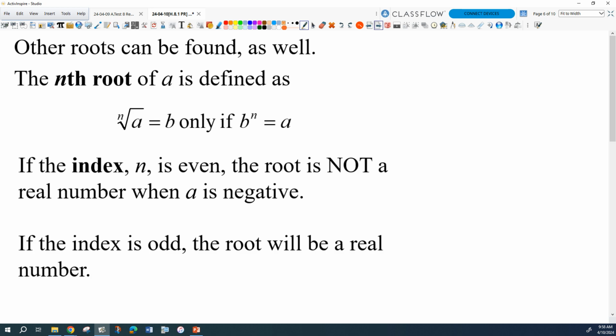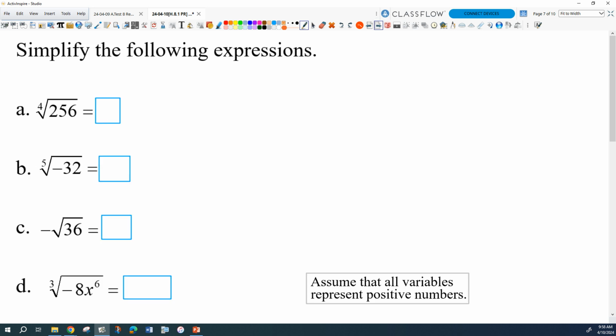Okay, we can do other roots too, right? N could be bigger than 3. The index of the radical could be something like 4 or 5. What would A be? It's 4. It's 4, yeah. How do you know that? Because 16 squared is 256.